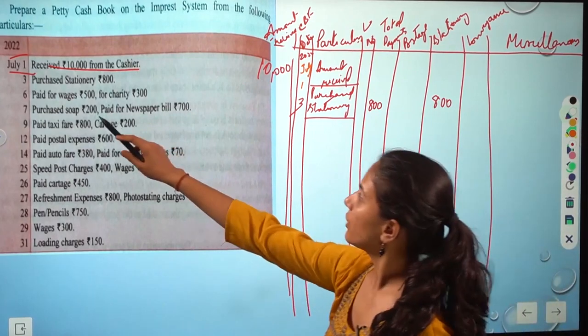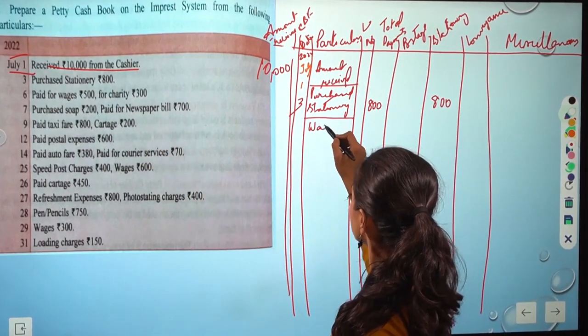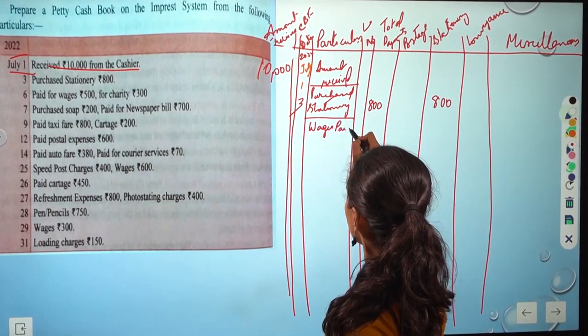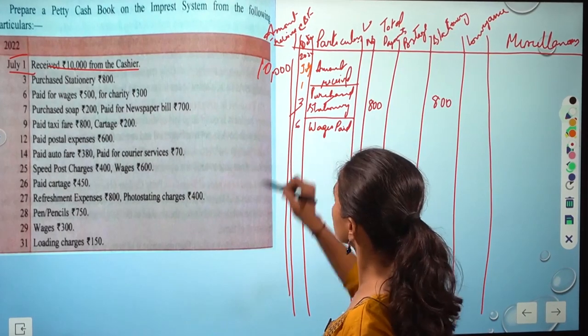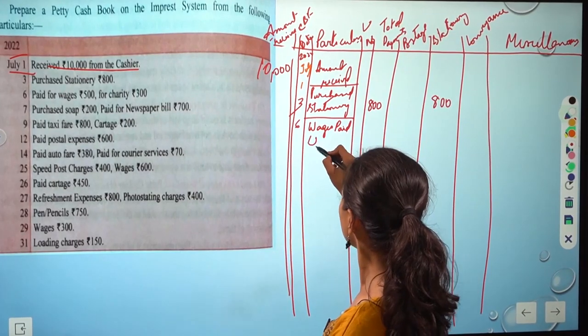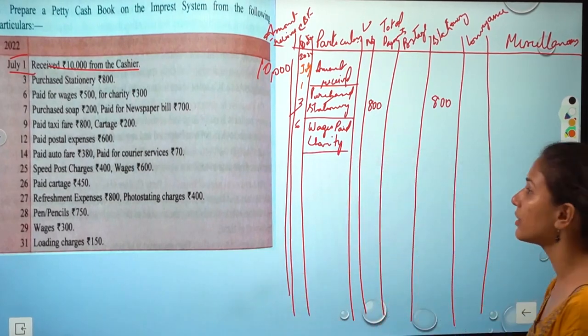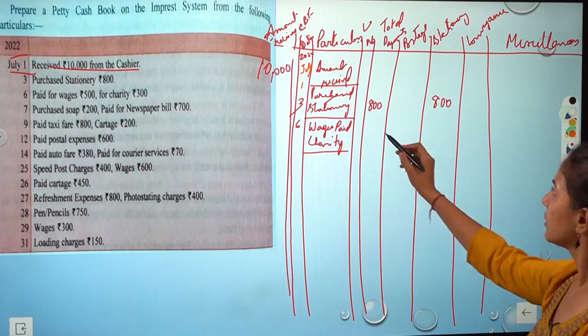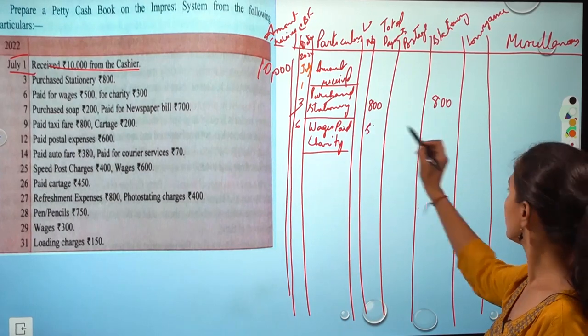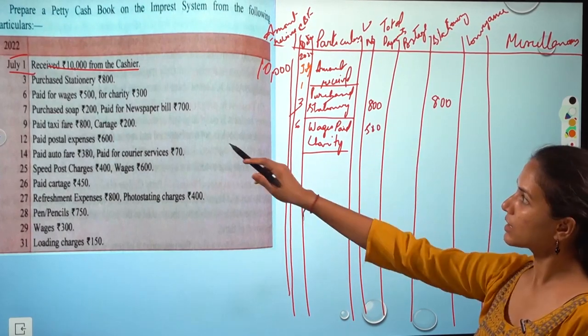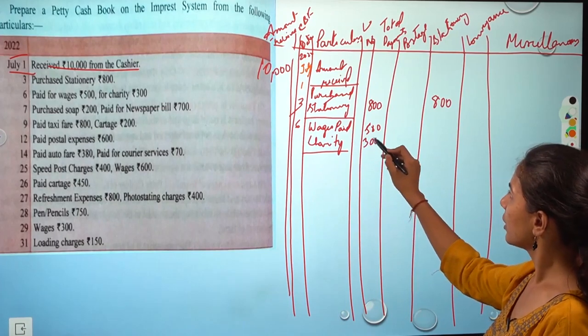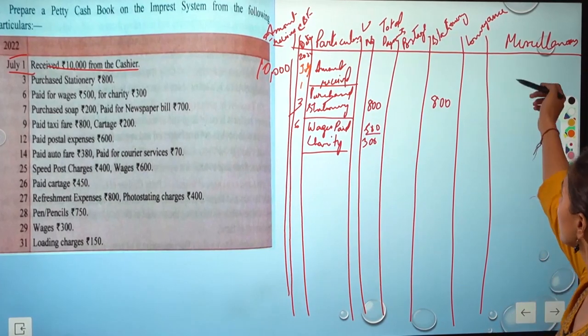Next, paid for wages. So wages paid. What is the date? 6. Another, charity. Okay, so wages paid. How much is it? 500. Wages paid 500. Next, charity 300. Wages paid will come under your wages.